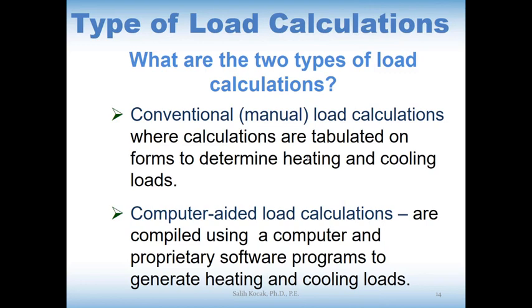And how are we doing this type of calculations? There are two ways of doing these calculations, and in one of them we are doing it manually, the conventional way. We have the tables, which we are going to use in this class. We are using those tables and getting our heating and cooling loads according to the appliances, according to the number of people, according to the infiltration and ventilation requirements. And the second way is computer-aided load calculations.